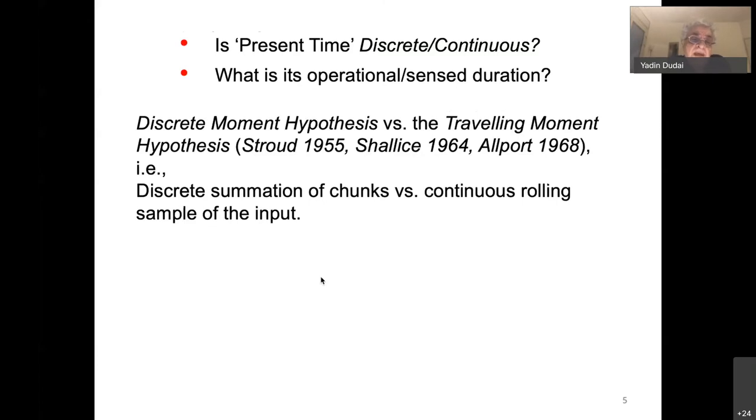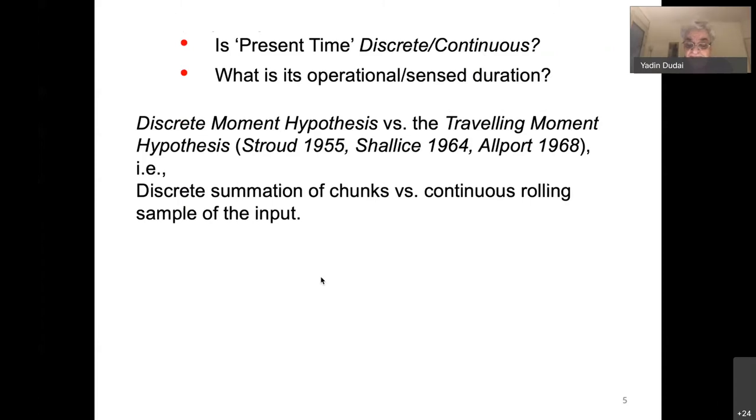One of them is that there are various hypotheses considering how the present is constructed, and two of the major ones in neurocognition and philosophy, as in some facet of philosophy as well, are the discrete moment hypothesis versus the traveling moment hypothesis. Discrete moment means that there is summation of chunks of present into a perceivable present, and the traveling moment means that a continuous rolling sample of the input, or in some cases, people would say there is a rolling average of the input.